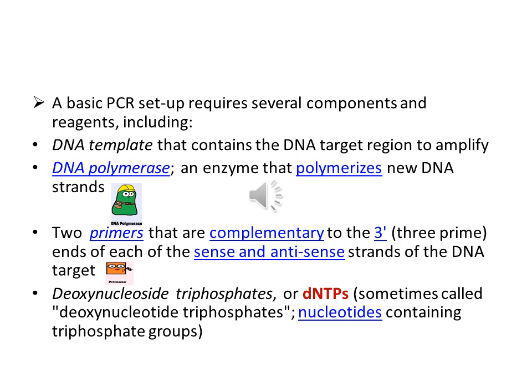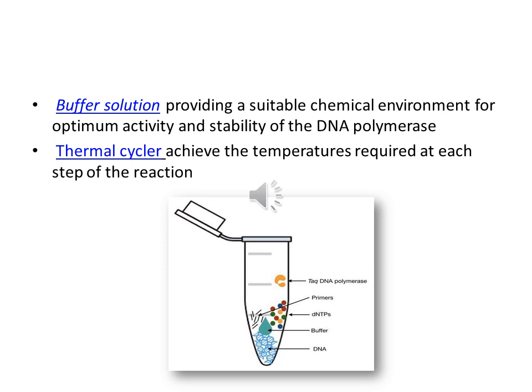In the PCR setup, several components should be included. DNA target region to amplify, for example, virus DNA. DNA polymerase that synthesizes new DNA strand. Two primers, which are short single-strand DNA fragments that are complementary sequence to the target DNA region. Nucleotides to form a DNA strand, called dNTP or deoxynucleoside triphosphate. Buffer solution, a chemical environment for optimal activity and stability of the DNA polymerase. Thermal cycling exposes reactants to repeated cycles of heating and cooling.